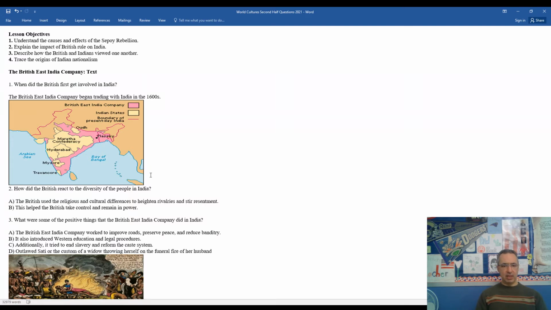One, when did the British first get involved in India? The British East India Company began trading with India in the 1600s.